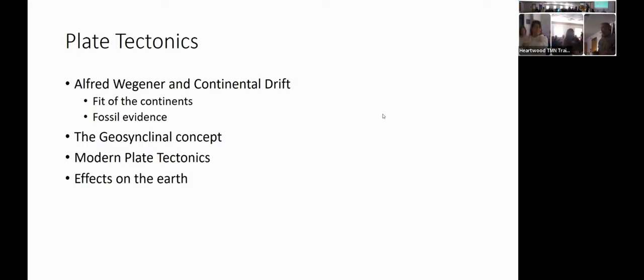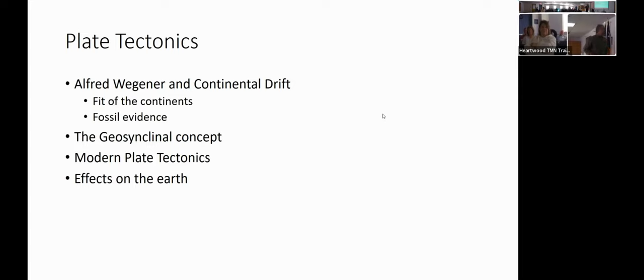So plate tectonics, as Kate pointed out, is the study of the interaction of those plates on the surface. And where the plates are coming together, they create mountains. Where they're pulling apart, they create ocean basins.